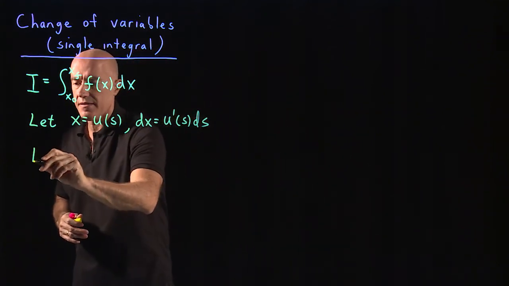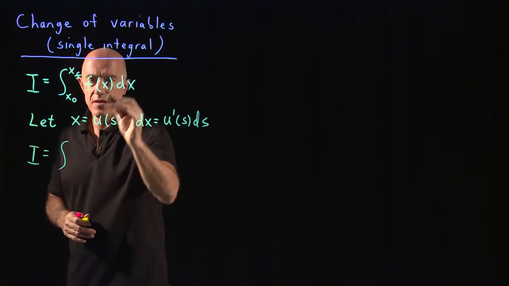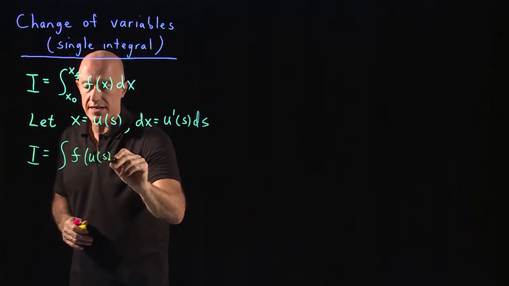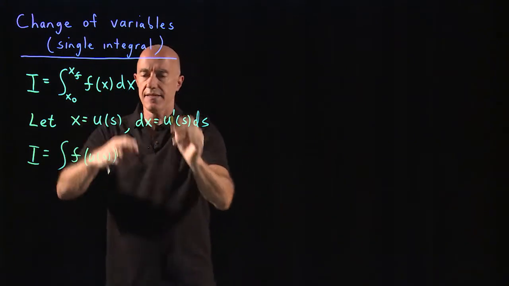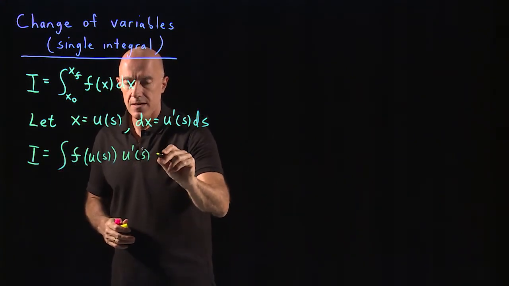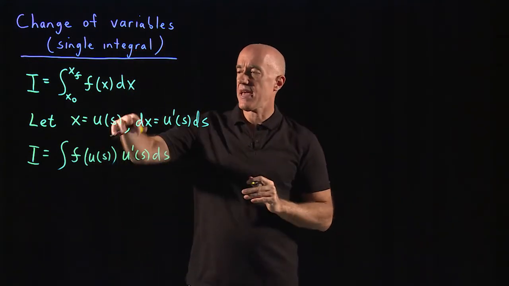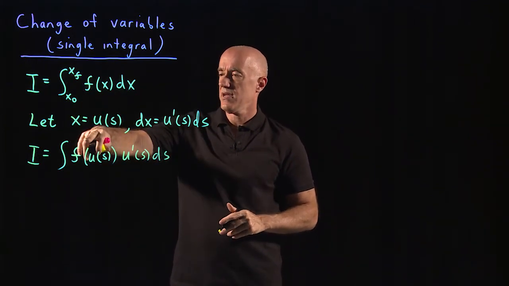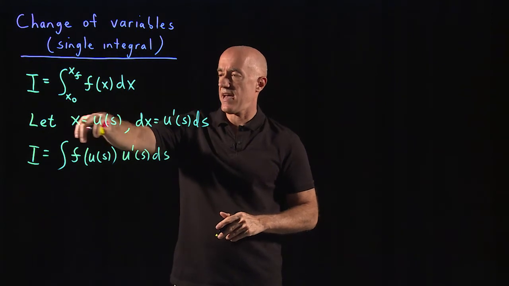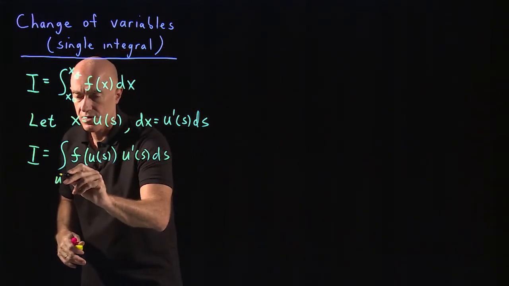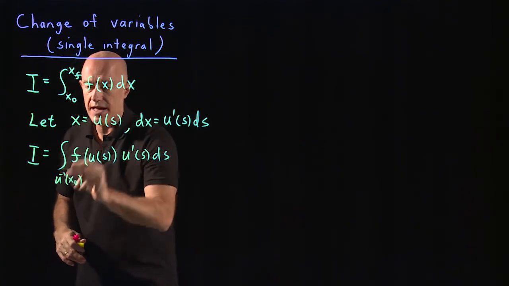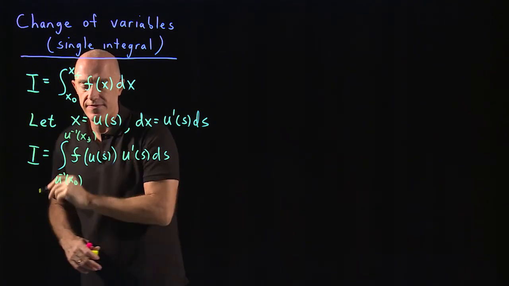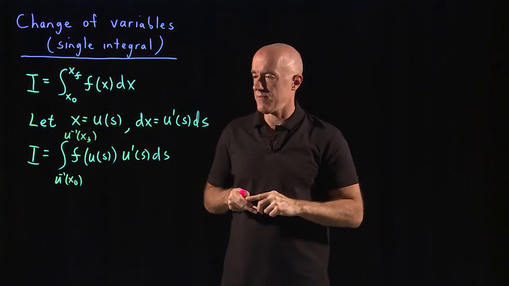So then we get I is equal to the integral. So instead of f as a function of x, we have f as a function of u of s, so f becomes a function of s, and dx becomes u prime of s ds. And in the case where u, say, is an invertible function, then we need to change the limits of integration. So x naught, the initial value of s, would be the inverse function u inverse of x naught, and the final value of s would be u inverse of xf. Okay? This is the standard substitution.